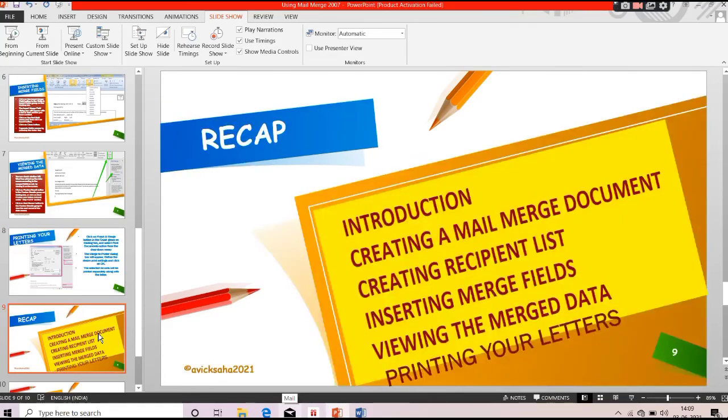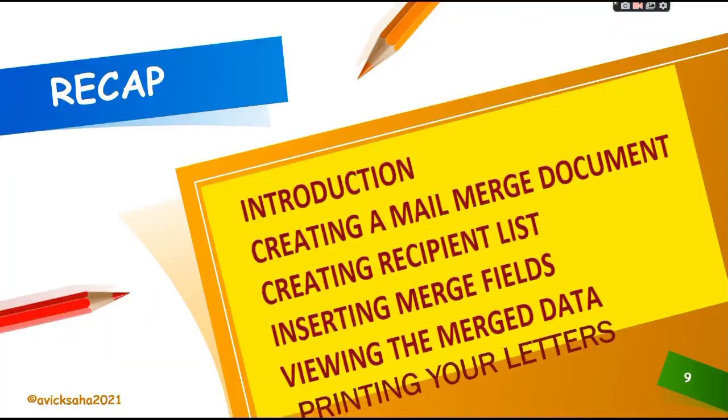So today's what we have learned, that is, we have the introduction part, we have defined what is mail merge, what is data source, mailing document, our main document, how you can print, how you can create a mail merge document, how you can create a recipient list, inserting merge field, viewing the merge data, printing your letter. These are the recap. These are the things we have done.